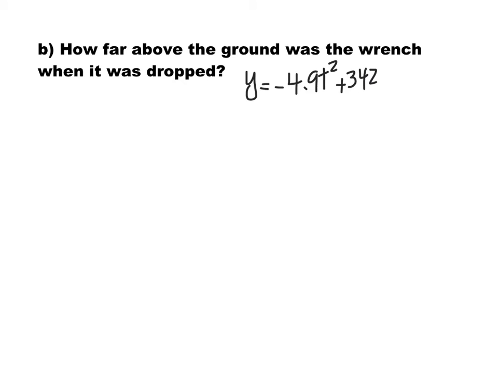The next part of the question says, how far above the ground was the wrench when it was dropped? We can easily find that by the y-intercept, which is 342, or we can say that when the wrench was initially dropped, the time was t equal to 0. If I sub t equal to 0 in this equation, negative 4.9 times 0 is 0, so the answer is 342 meters. So the wrench was initially 342 meters above the ground.